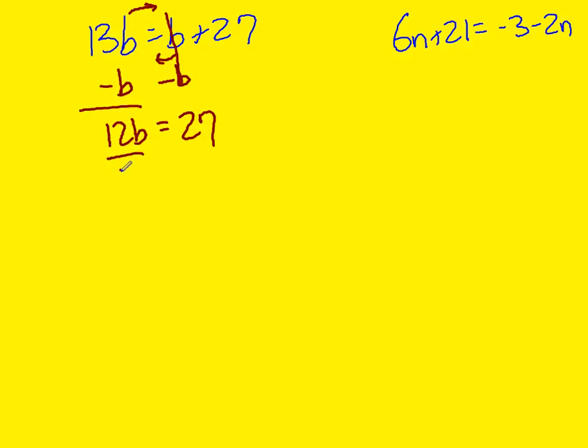And now I'm just solving my standard one-step equations. Divide by 12 and b will equal 27 over 12, which reduces to b, if I divide both of these by 3, 9 over 4.